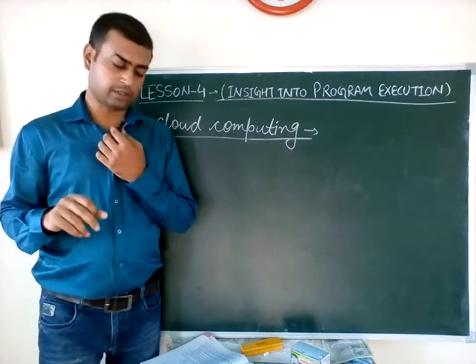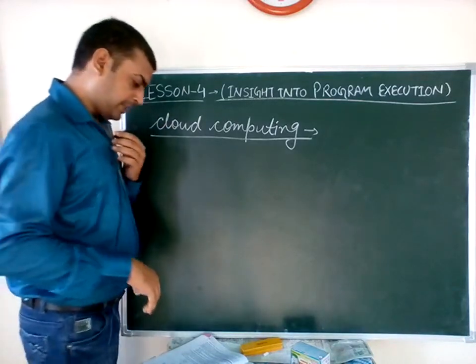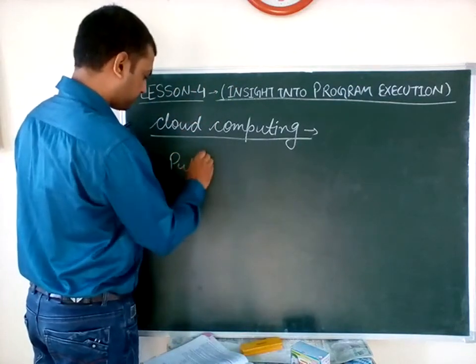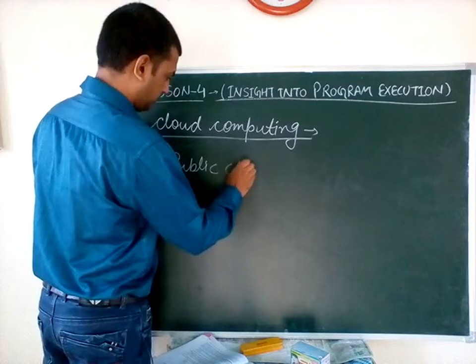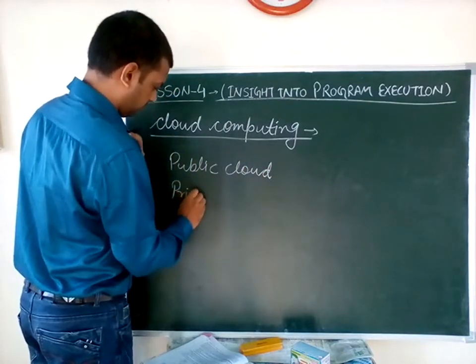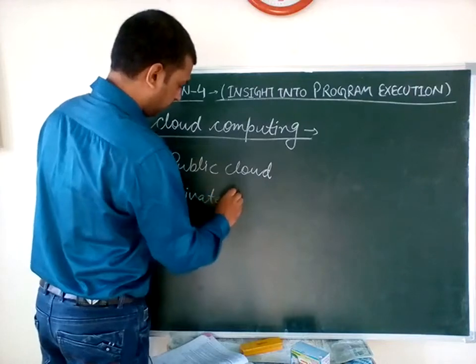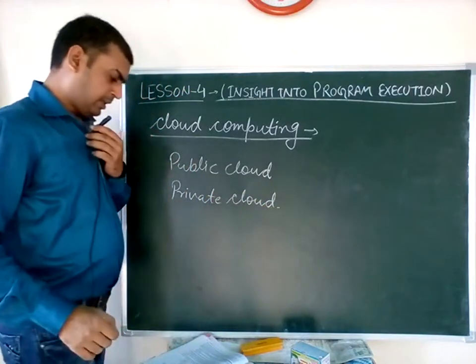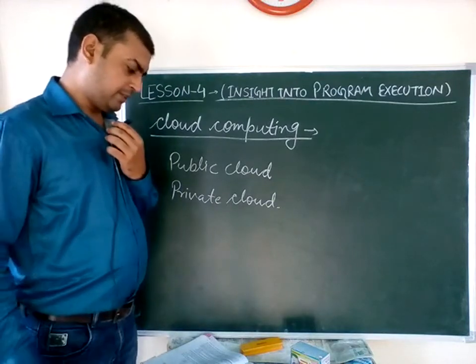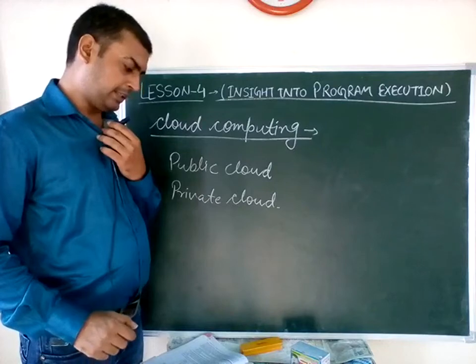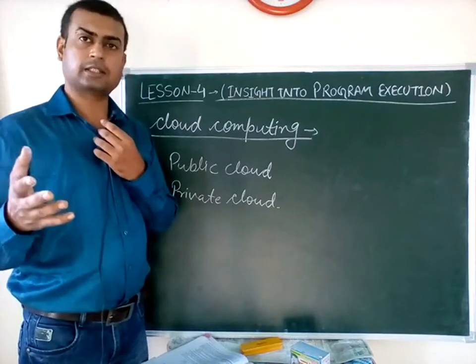There are two types of cloud. One is public and one is private. Public cloud and private cloud. Now, cloud computing refers to storing and accessing data and programs over the internet instead of your computer's hard disk.